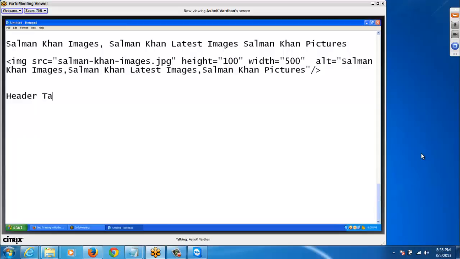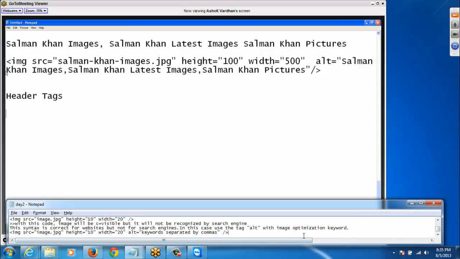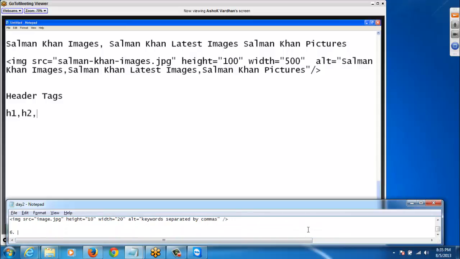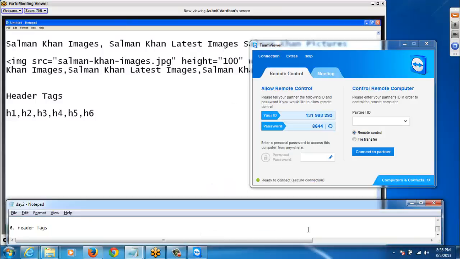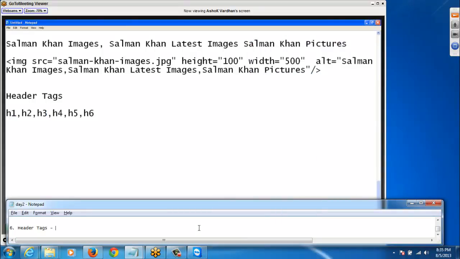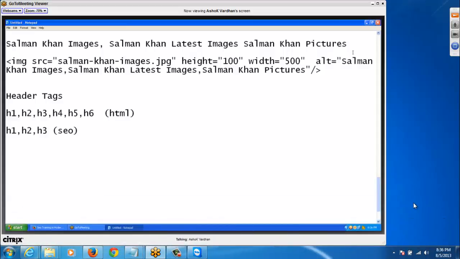Header tags. Normally header tags play a major role in the content section. What are header tags? In HTML we have 6 header tags: H1, H2, H3, H4, H5, H6. These are header tags. In HTML we have 6 header tags, but for SEO purposes we can use only 3 header tags. Sometimes we may use 4. Sometimes we can use 5, 6 also, but hardly anybody uses 6. Only 5% or 6% of people are using 6 header tags. But my suggestion: don't use H4, H5, H6 tags. Please use only H1, H2, H3.